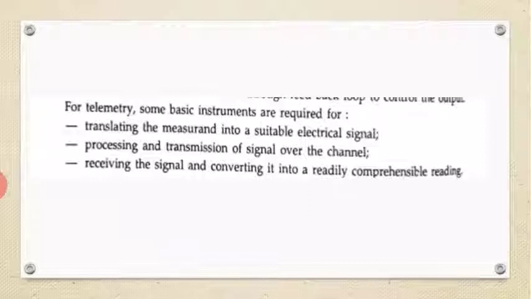A few basic instruments are required for the telemetry system. The first is translating the measurement into a suitable electrical signal. The second is processing and transmission of the signal over the channel. The third is receiving the signal and converting it into readable, comprehensible readings. Whatever input is sensed should be readable in the form of output.